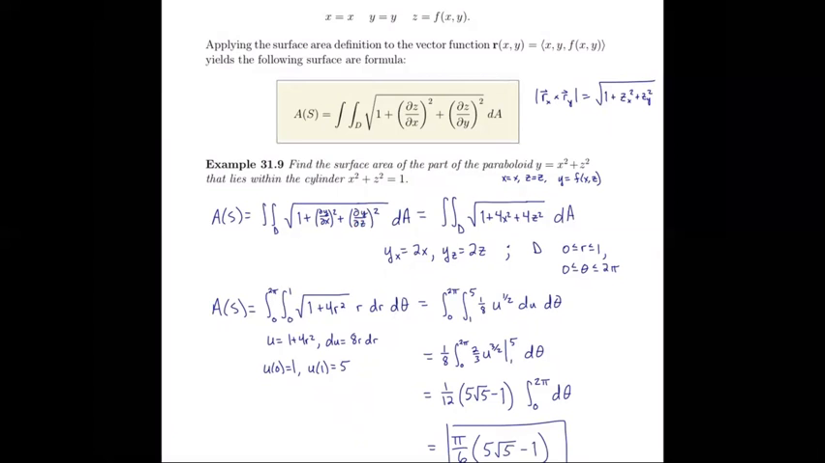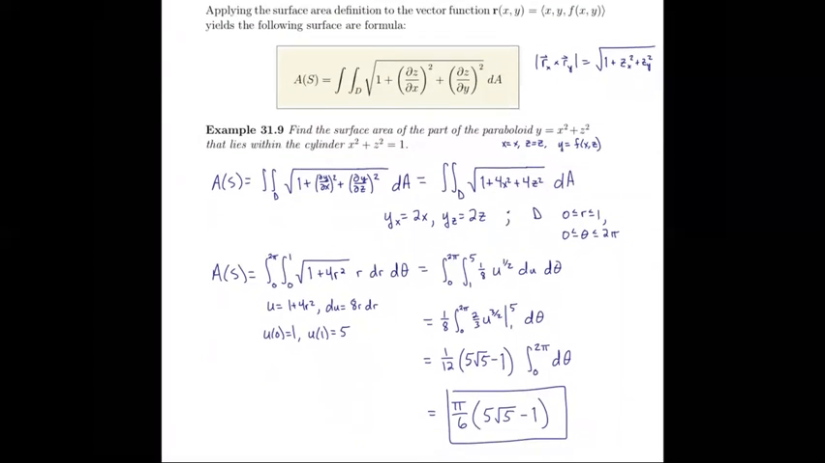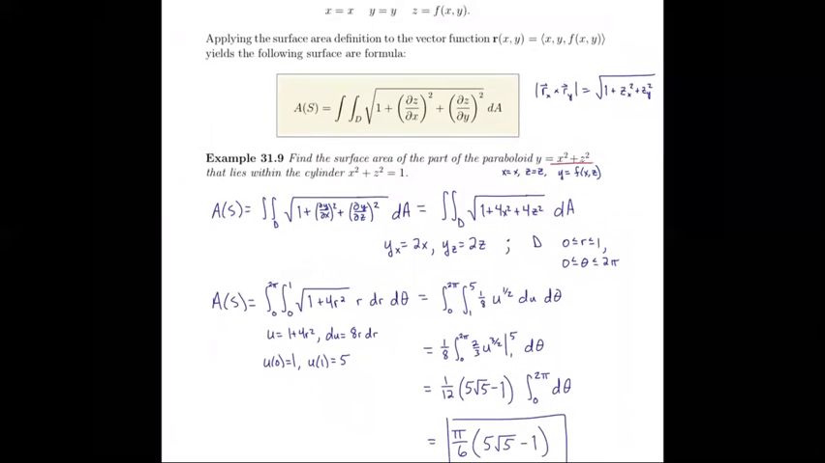Square both of those. Well, okay, first let's come up with these partials. y sub x, partial of y with respect to x. Remember, we're looking here. That's going to be 2x. Same thing with respect to z, it's 2z. So we have 2x squared, 2z squared, both quantities squared, and we end up with 4x squared plus 4z squared.